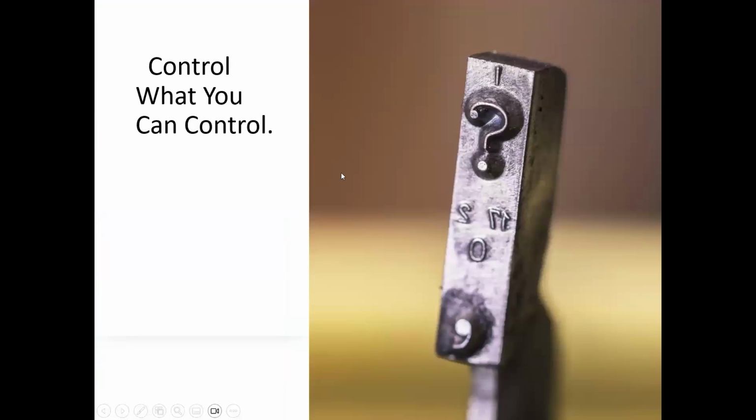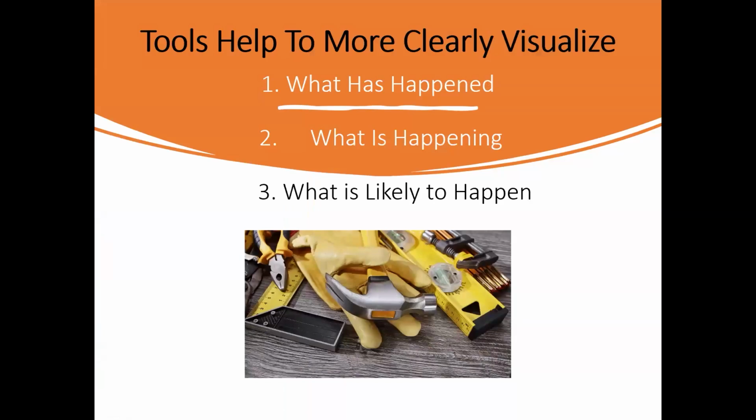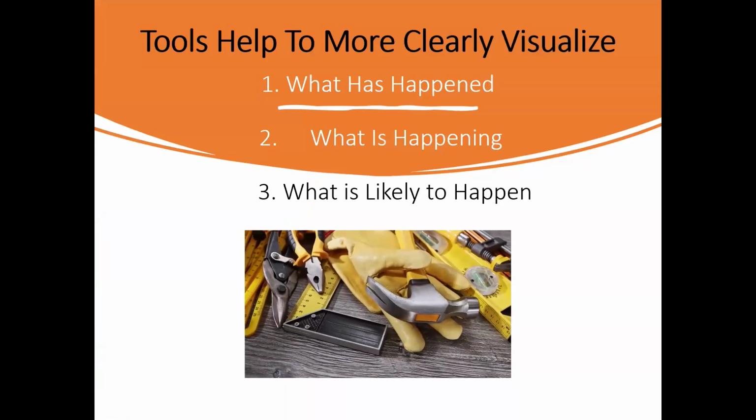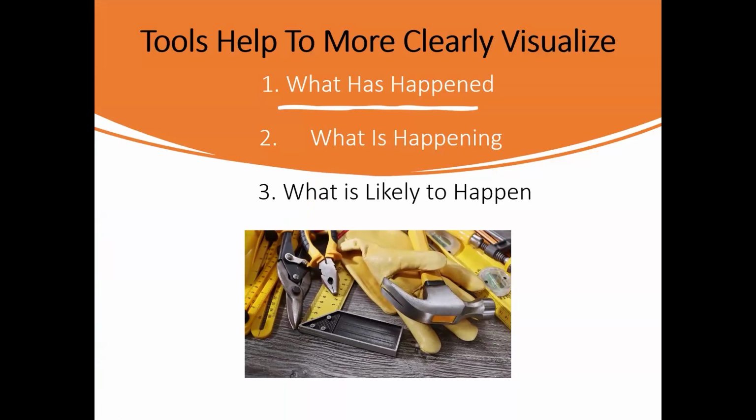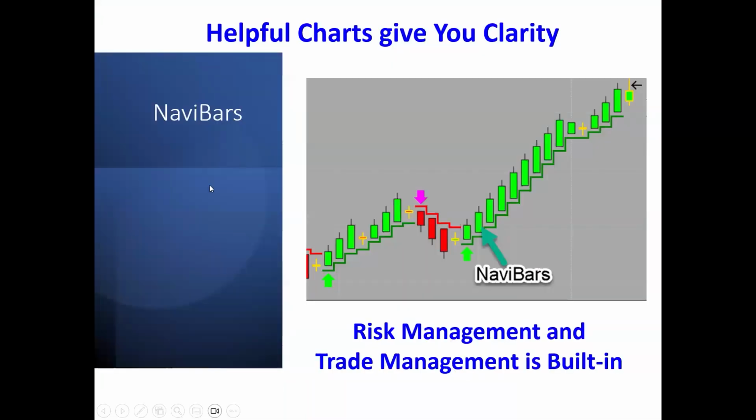All right, so with trading, very important, just like anything else, control what you can control. And that's why risk management is so important. All right, so we mentioned the various tools that we provide here at NaviTrader. Let me cover those very quickly with you. Our charts, the actual price bars are called Navi bars. By the way, everything that we have here at NaviTrader runs exclusively in the NinjaTrader platform. Personally, I would consider it the very best futures trading platform out there.